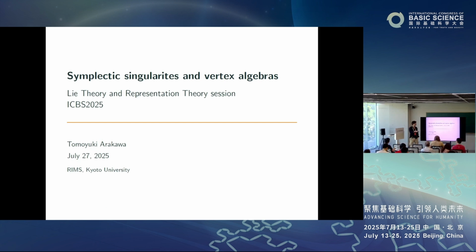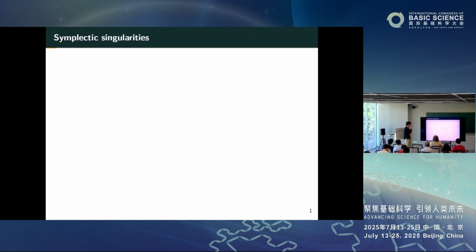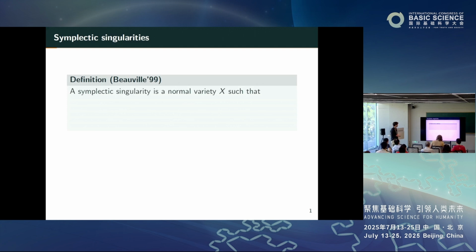So I'd like to talk about some connection of vertex algebras with symplectic singularities as well as higher dimensional quantum field theory. So let me start with symplectic singularity. This notion was introduced by Beauville. It's a normal variety which admits a closed holomorphic symplectic two form on its smooth part.